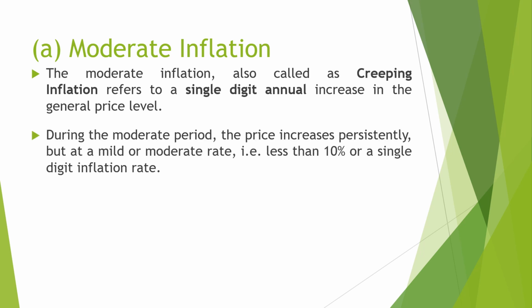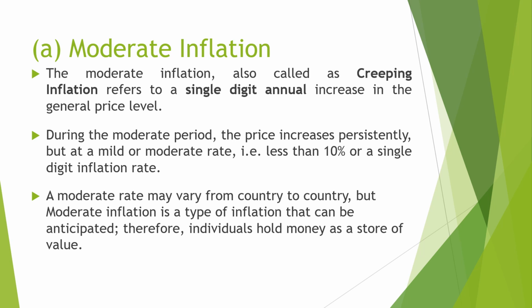Okay, so what happens during this period? The price increases persistently, but at a very mild or moderate rate. And as I told you, moderate inflation is actually necessary for the growth of the economy. Okay, a moderate rate may vary from country to country. That means for some country, the moderate rate may be 5%. For some country, the moderate rate may be 2%. So it varies from country to country, right?